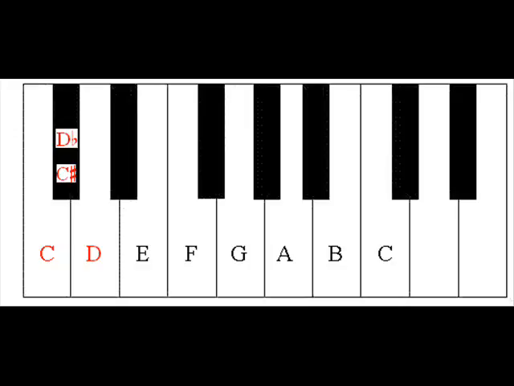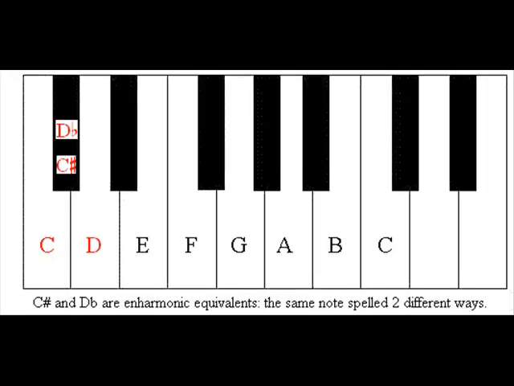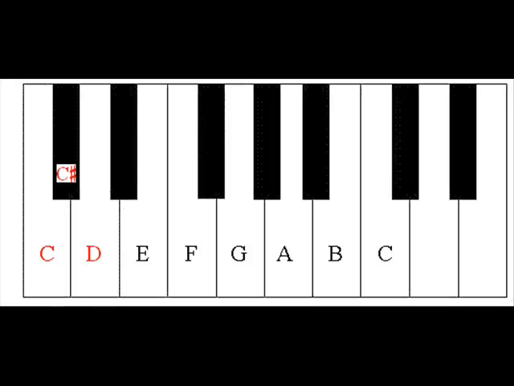Remember, when the same note is spelled with two different names, they're called enharmonic equivalents. Thus, C sharp and D flat are enharmonic equivalents. Let's first work with sharps. We move up from D to arrive at D sharp.